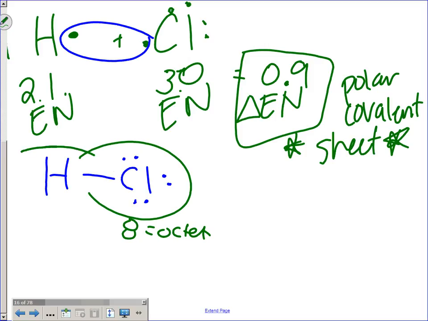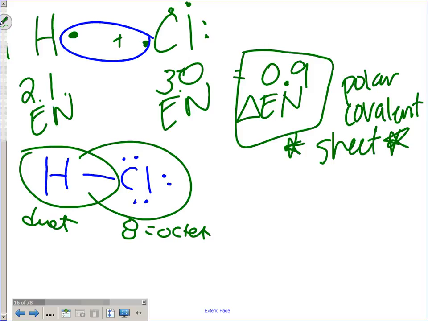You still have to count those in the middle, right? So it has a duet, as we call it. Why? Because hydrogen and helium are teeny, tiny. They cannot accommodate an octet. They can only accommodate 2, as in duet. So we call it the octet rule, but it's kind of like a suggestion. It's not like a hard rule, okay?